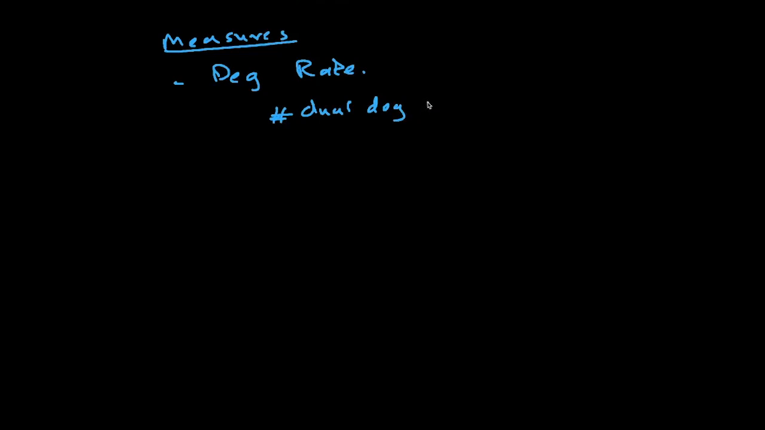Right, so next we are going to talk about measures. So how do we measure degeneracy? The first simple measure in the literature is called degeneracy rate. So what is this? It's basically the number of dual degenerate non-basic variables divided by the total number of non-basic variables. If you want a percentage, just multiply this by 100. So this is your degeneracy rate.